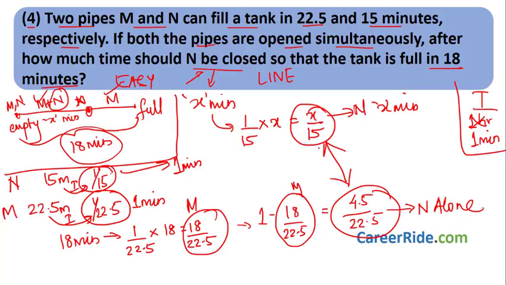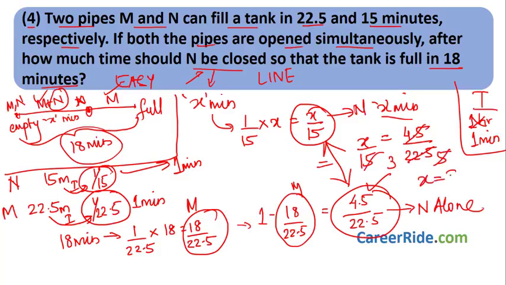Why? Because we already know total amount of work done by N is 4.5 upon 22.5, and we have also found out that N is on for x minutes, and in x minutes N does x upon 15 amount of work. So these two works should be equal. So what we will write over here? x upon 15 equal to 4.5 divided by 22.5, right? So what we will get over here? This is 5 fives are, this is 3 fives are. So x equal to 3, that means 3 minutes.